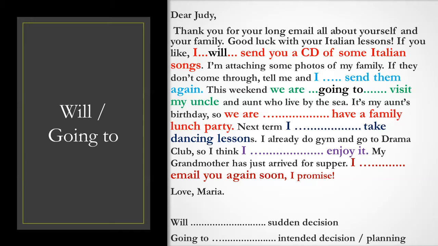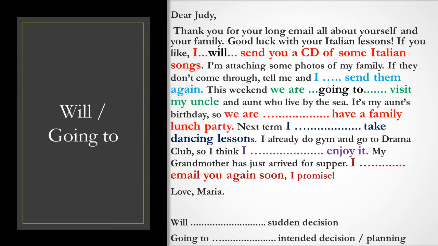Next term I take dancing lessons. Again, I am going to take dancing lessons next term. This is planning. I already do gym and go to drama club. So I think I enjoy it. I am going to or I will. Now you have to take the decision. My grandmother has just arrived for supper. I will email you again soon, I promise. Love, Maria. So we use will when we talk about sudden decisions and going to when we talk about planning or intended decisions. Do this exercise.